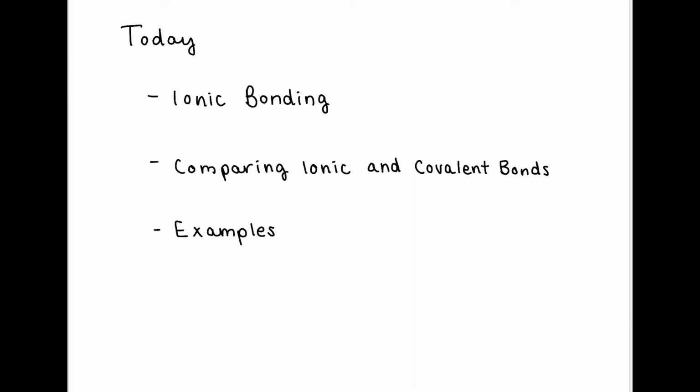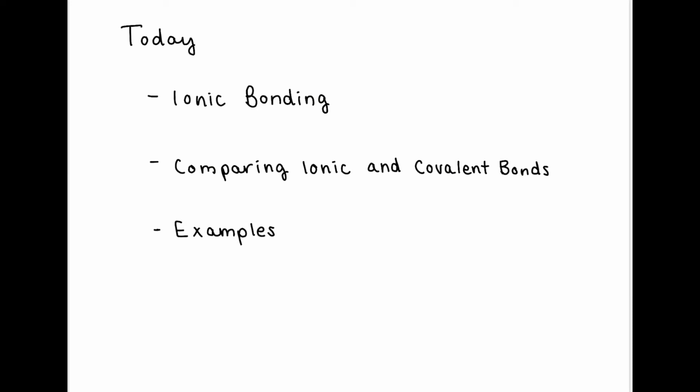Ionic bonds occur when one element steals electrons from another. To better understand ionic bonding, we're going to first define it, then we're going to compare ionic and covalent bonds, and then I'll show you some examples.